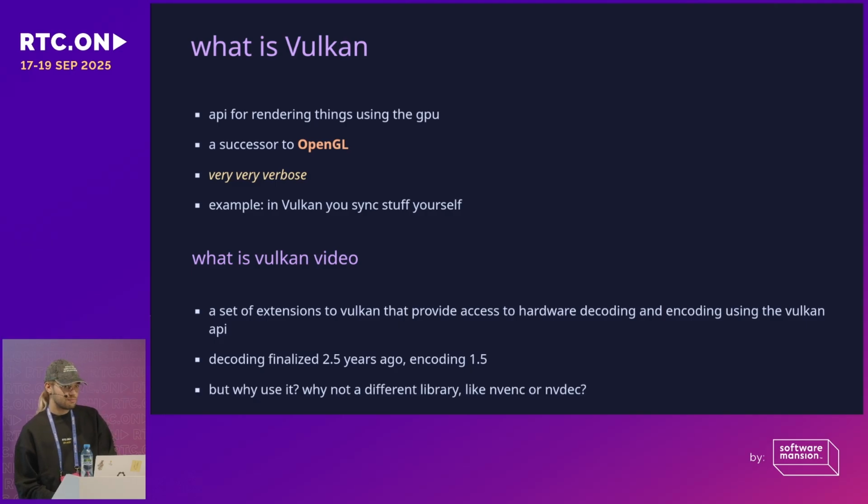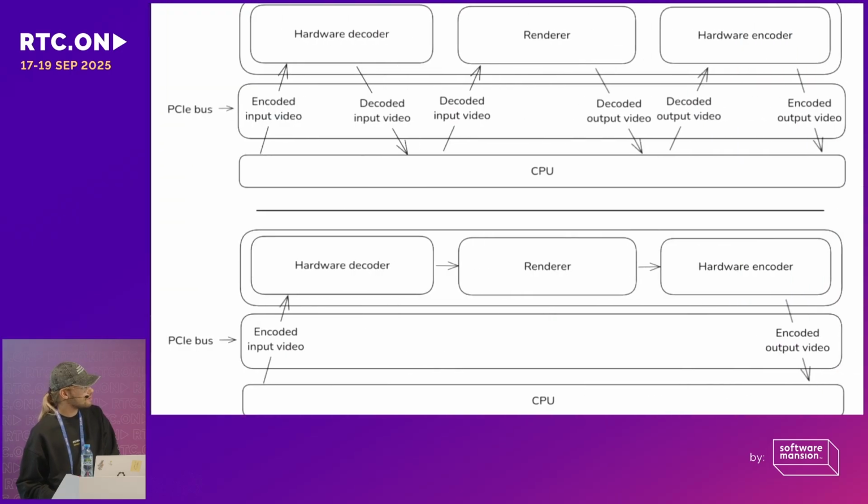But you can have the reasonable question of why should I use Vulkan Video if we have well-established libraries for hardware video coding? And I have an answer to that, and it's a very complicated drawing that I hope to explain to you. This drawing shows 2 video processing pipelines. One is on the top, the other one is on the bottom. The top rectangle on both of those drawings is the GPU, and it has the different parts.